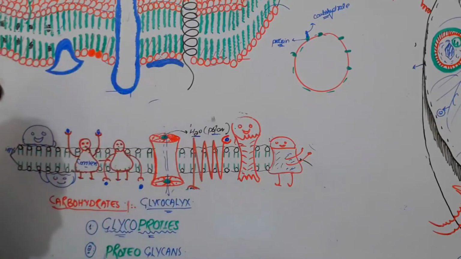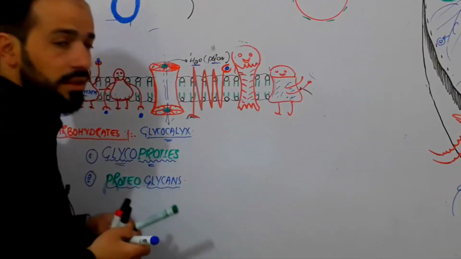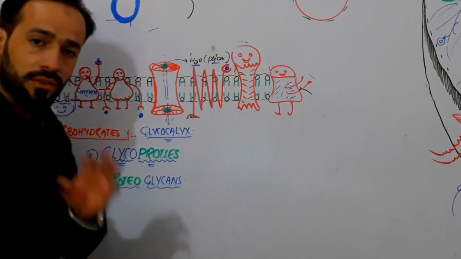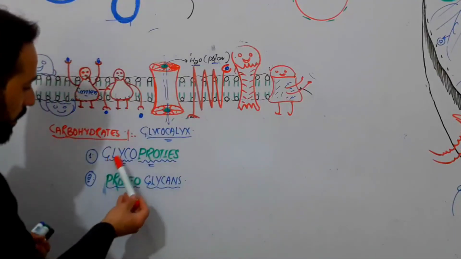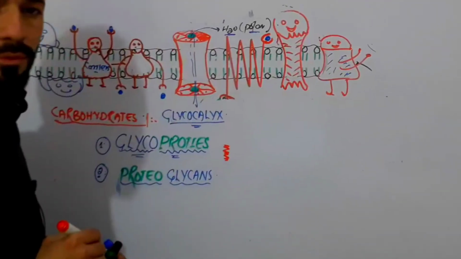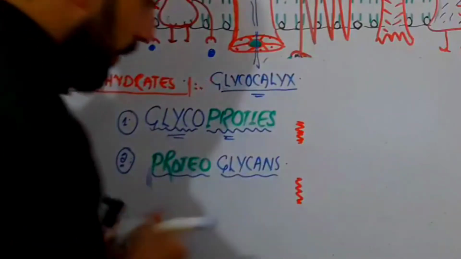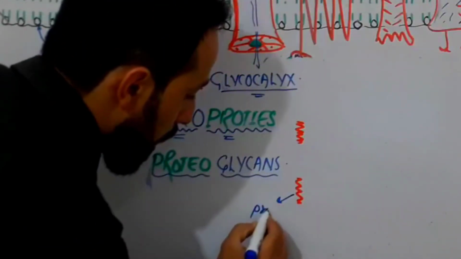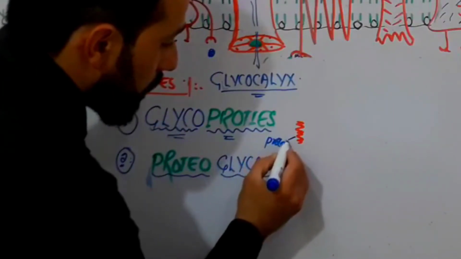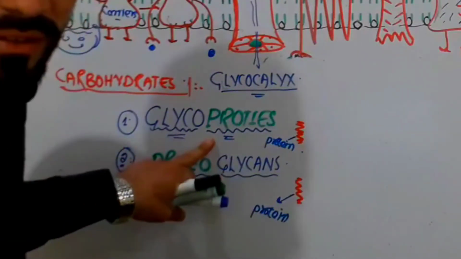So what is the difference then? Here also protein and carbohydrate, here also protein and carbohydrate. Why do we call them glycoproteins? Why do we call them proteoglycans? Look carefully. The difference is very simple. Glycoproteins are those molecules. For example, this is a protein and this is another protein. Put it in your mind please. This is a protein and this is also a protein.